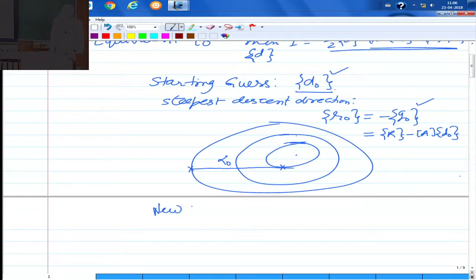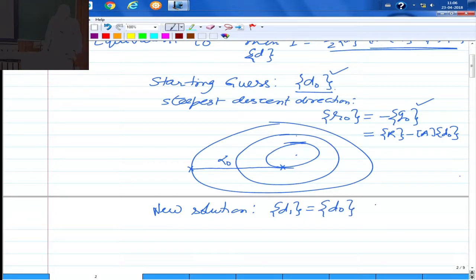Now starting from this initial guess, the new solution, let us say we call that D1. So the new solution is vector D1, which is equal to the initial guess, in this case D naught, plus alpha naught times R naught. This is our D naught point here, and finally we want to go to this point, vector D1, and we are moving in this direction, from D naught to D1, by a distance of alpha naught.